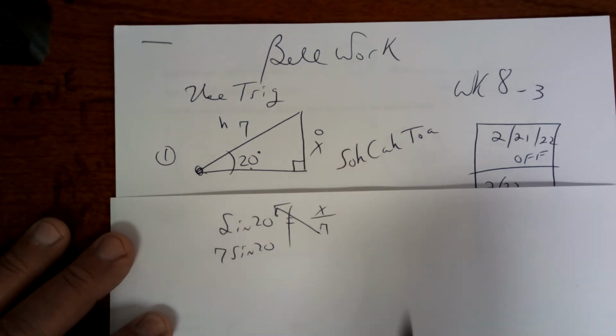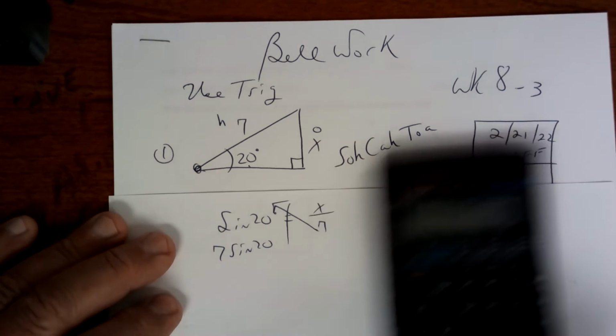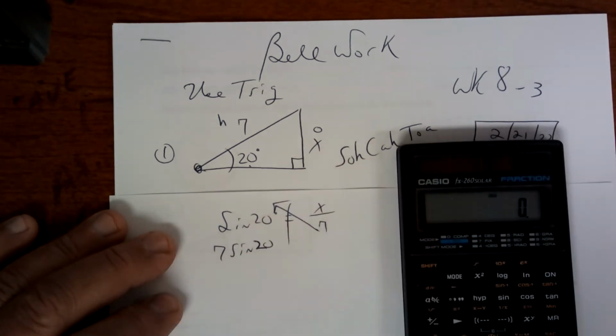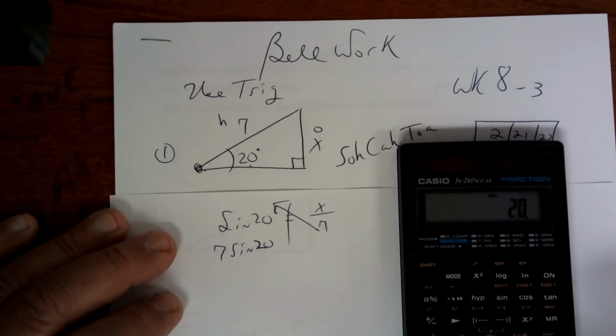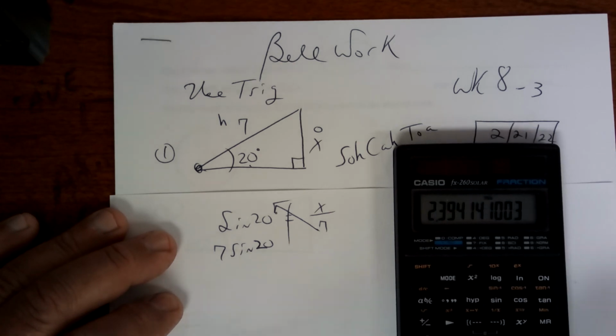So on your calculator, let's do this. You're going to press 20 and then press sine and then times 7. And make sure you get 2.4.